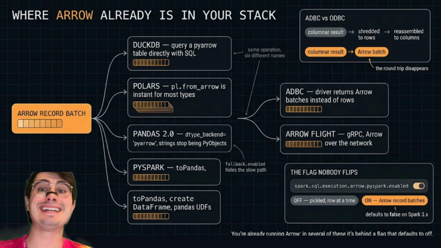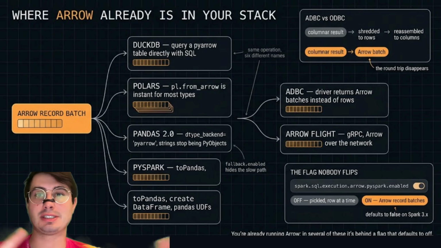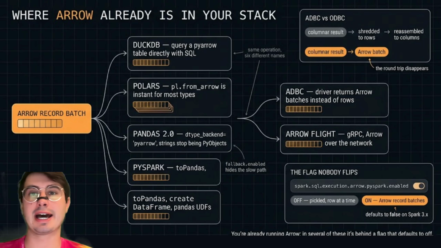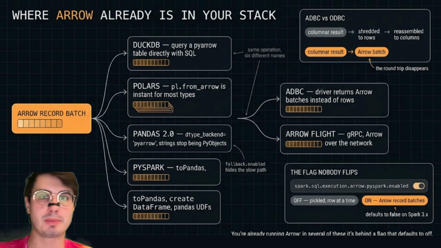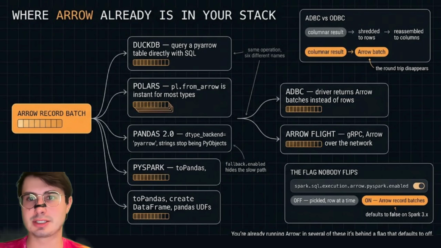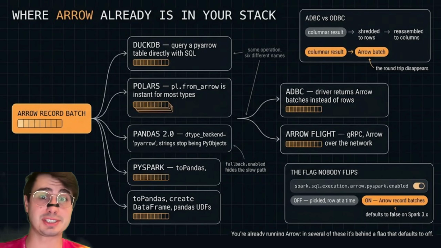And then also ADBC, Arrow Database Connectivity, is a pretty cool new way of connecting to databases. ODBC and JDBC hand you results one row at a time. So your analytical database will produce columnar data, the driver shreds it to rows, and your data frame library reassembles it into columns at the end. Versus ADBC drivers return Arrow batches, so that whole round trip just disappears.